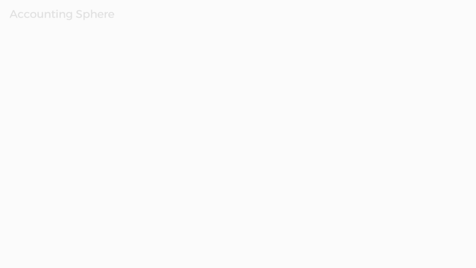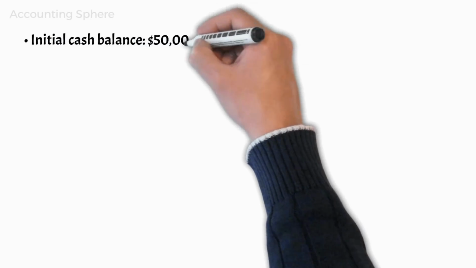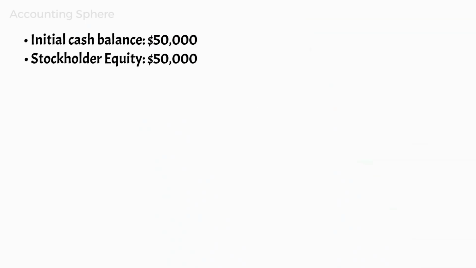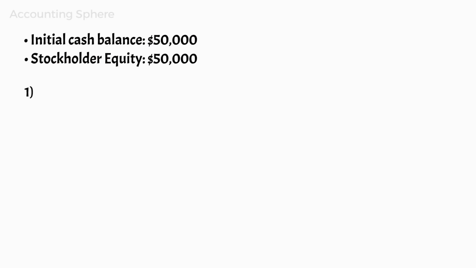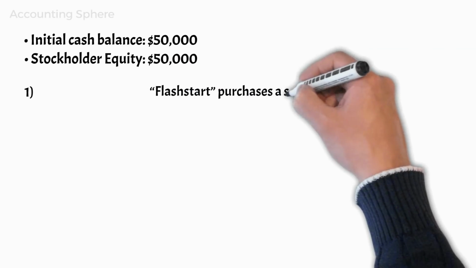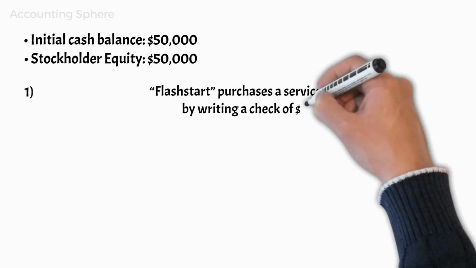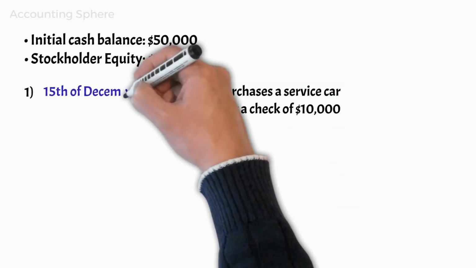Let's suppose the initial cash balance of FlashStart is $50,000, and its stockholder equity is also $50,000. Example number 1. FlashStart purchases a service car on the 15th of December by writing a check of $10,000.